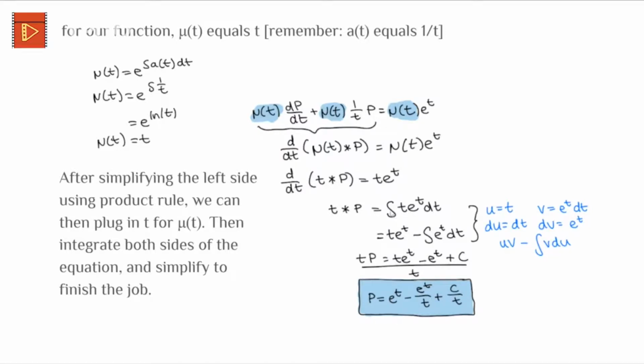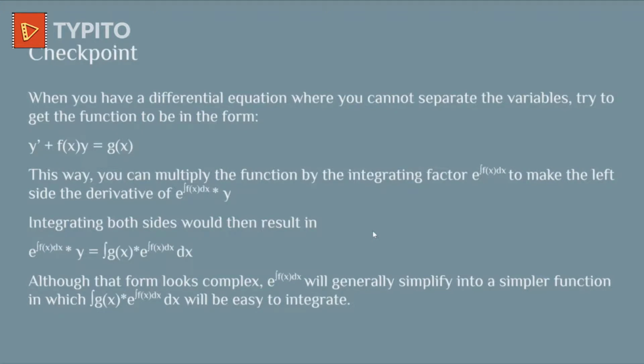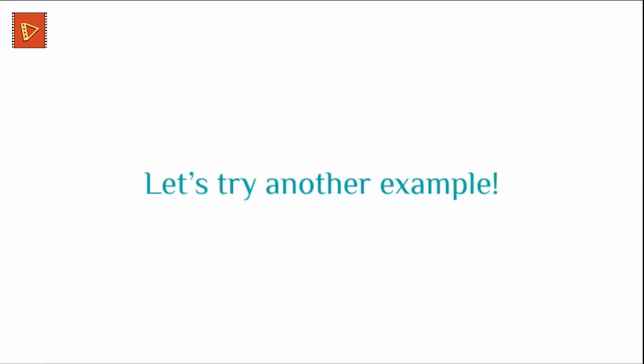Then the rest just leaves solving the right side, which usually we'll be able to solve by either integration by parts or some other thing that we've learned along the way. But the main concept from this is that when you have a differential equation and you can't separate the variables, try to get the function to be in this form: y prime plus f of x times y equals g of x. This way, you can multiply the function by the integrating factor, e to the power of the integral of f of x, to make the left side the derivative of e to the power of the integral of f of x times y. Now let's try another example.